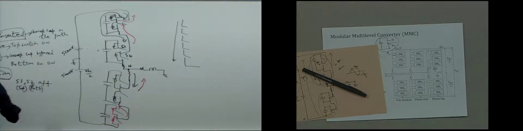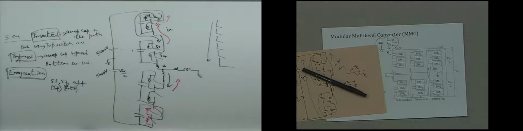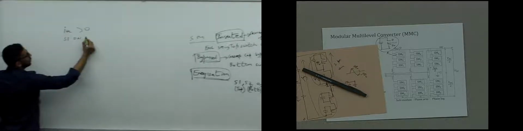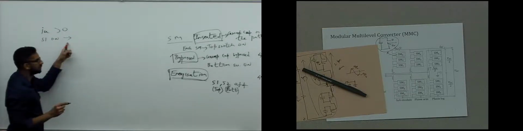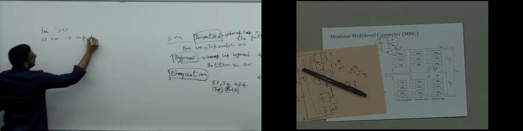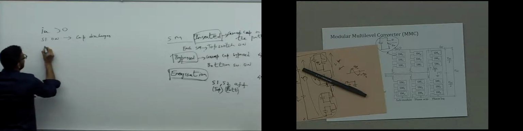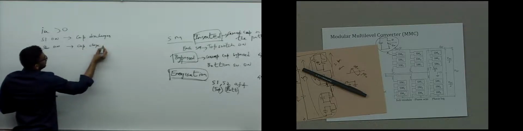So let me write this down too. Let's call this current IU, okay, IU. So when IU is positive, IU greater than 0, then if S1 is on, what happens? IU is in that direction, like that. This is IU. Okay, let's take that convention. When IU is positive and S1 is on, what will happen to the charge of the capacitor? The capacitor discharges, right? And when S2 is on, nothing happens. The capacitor stays the same, charge constant.